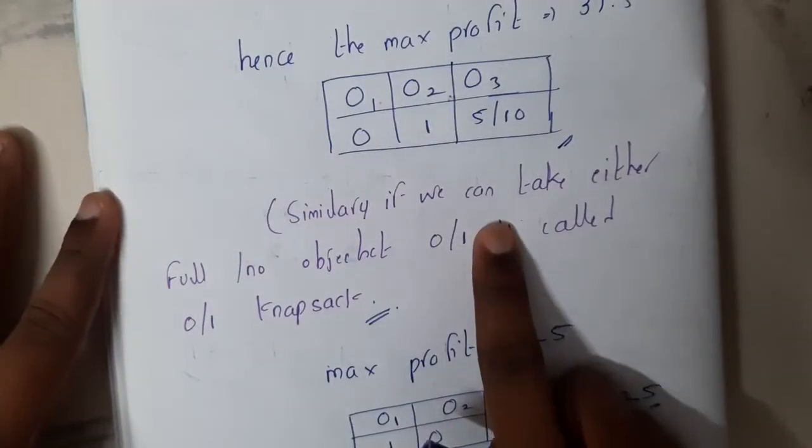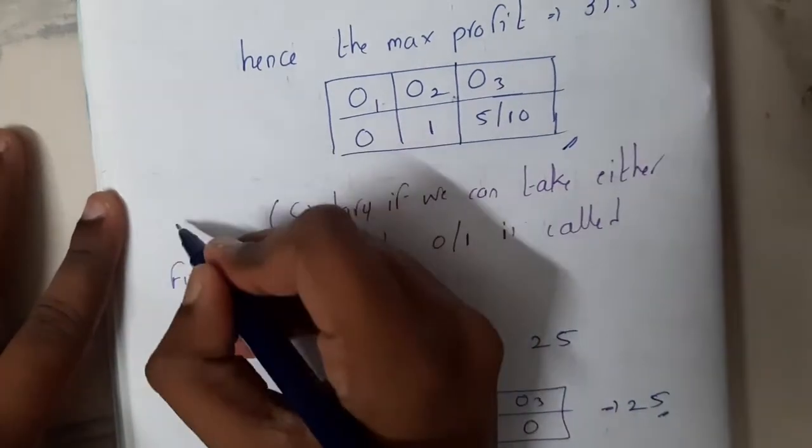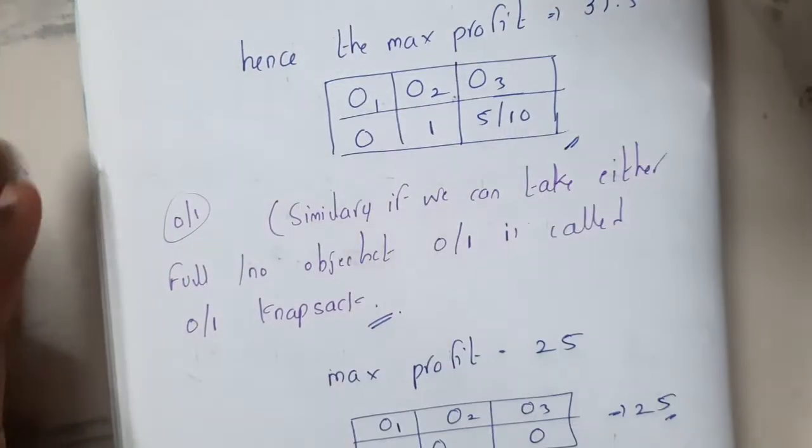Okay, so now you got an idea, right? So that's what exactly is written in the book also. Similarly, if we can take either one or full, so basically if it is a 0/1 knapsack, you'll be doing the same process, guys.